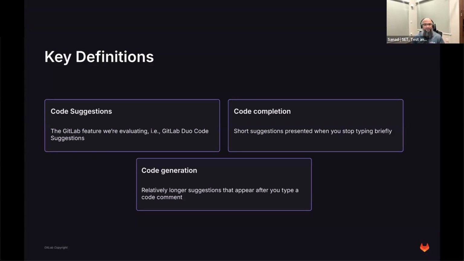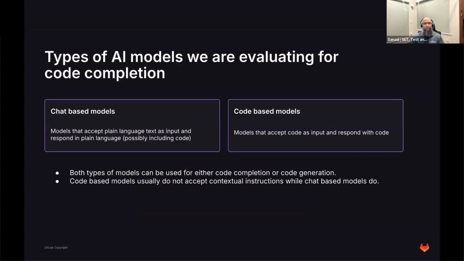With the AI model latency tester, we are currently only focusing on the code completion feature, but we are not only evaluating models designed just for code completion. We are also evaluating models designed for broader use, including code completion and code generation. In future, we are planning to expand the evaluation to code generation and other GitLab Duo features as well.